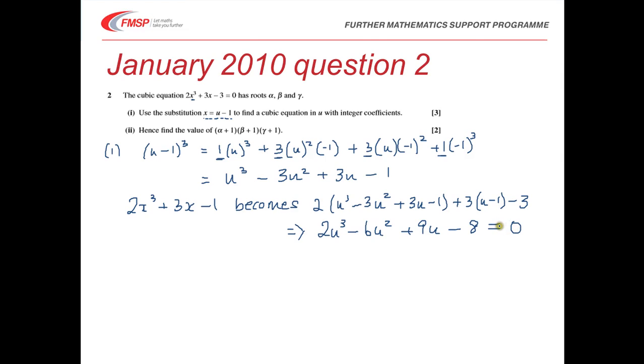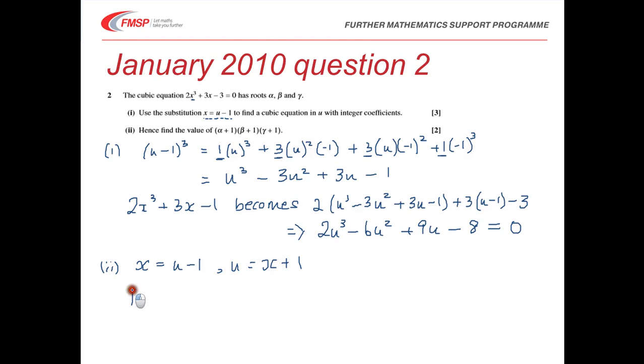So we now have a cubic equation with integer coefficients. So if we have a look at part 2, notice that it does say hence find the value. So we are using our result in part 1. In particular, we made the substitution x equals u minus 1. So that means that u equals x plus 1. So basically, alpha plus 1, beta plus 1 and gamma plus 1 are the roots of our cubic equation.